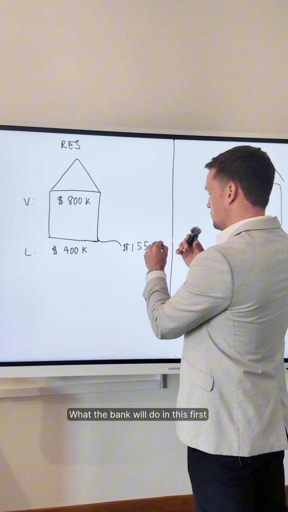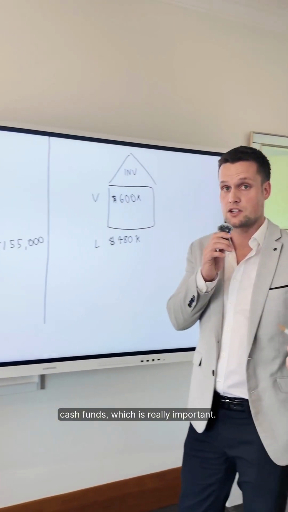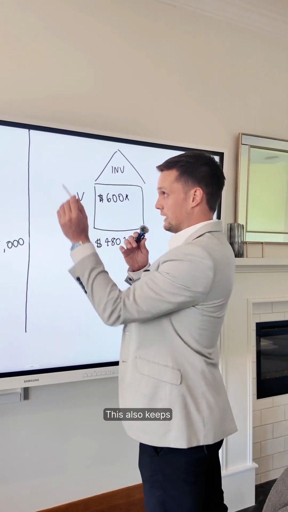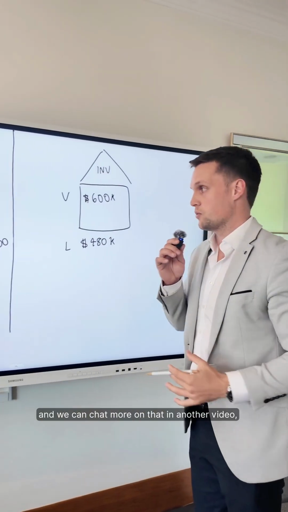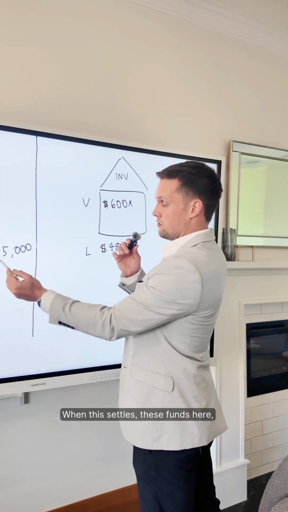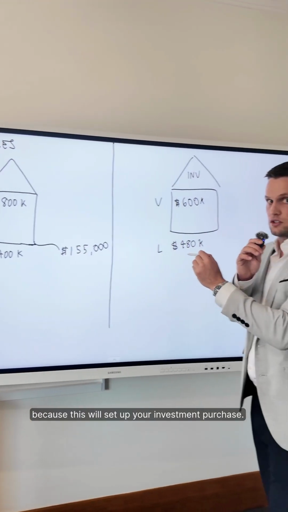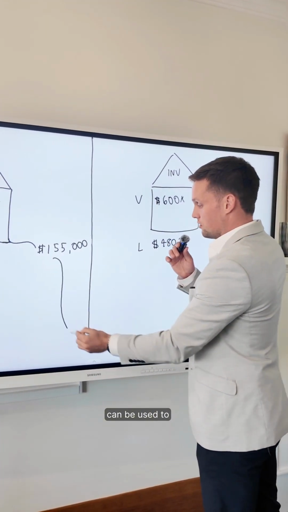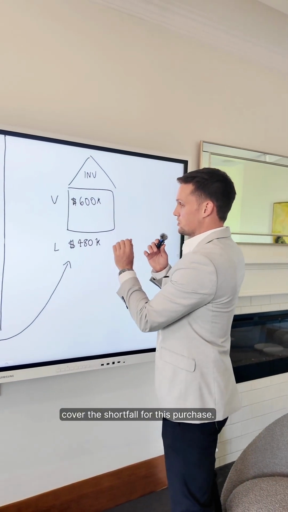What the bank will do in this first application is give you 155,000 in cash funds, which is really important. This also keeps the properties standalone and not linked in any way, which is a good structure, and we can chat more on that in another video, but it's really important to do that. When this settles, we'd advise doing this first because this will set up your investment purchase. Once this has settled, these funds here can be used to cover the shortfall for this purchase.